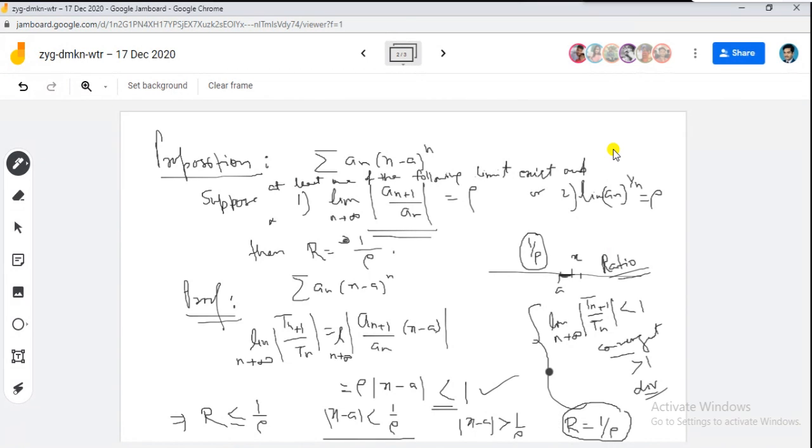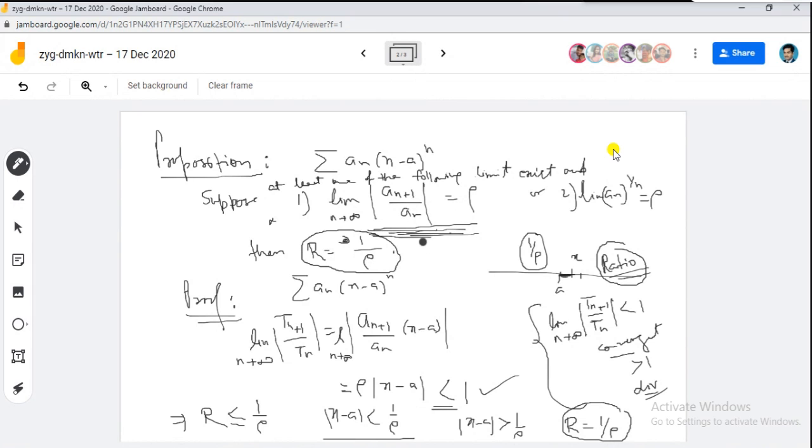Yes, sir. We only used this ratio test and we saw that if this limit exists, then this R, your radius of convergence, is nothing but 1 upon rho. If you want to write it directly, you can write this R is equal to mod of an upon an plus 1, limit n tending to infinity. But this is just a way to write.